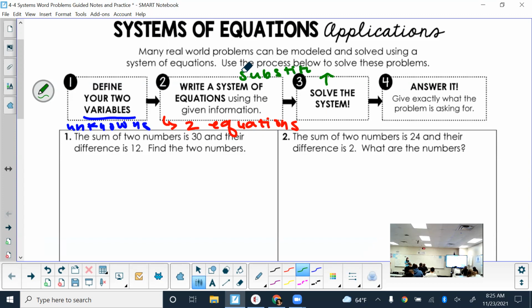Substitution, graphing, and elimination. I'm not going to have room to write it, so I'm just going to repeat it: substitution, graphing, and elimination.